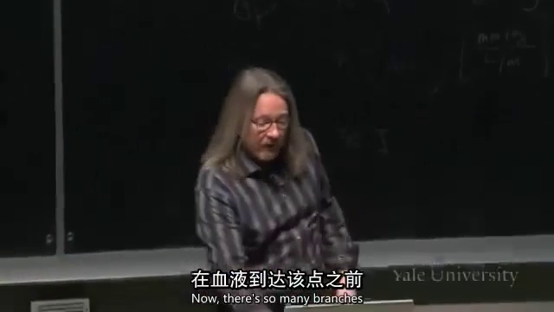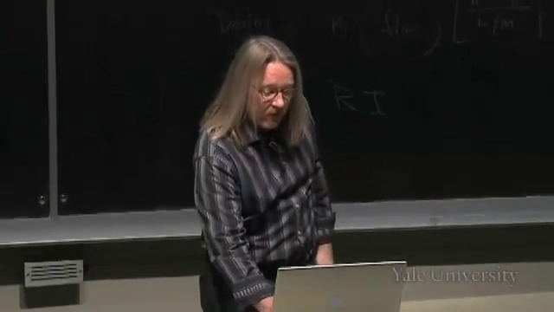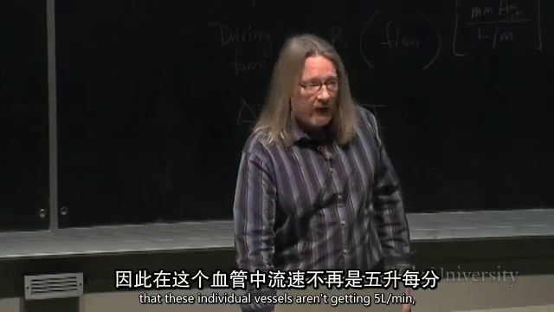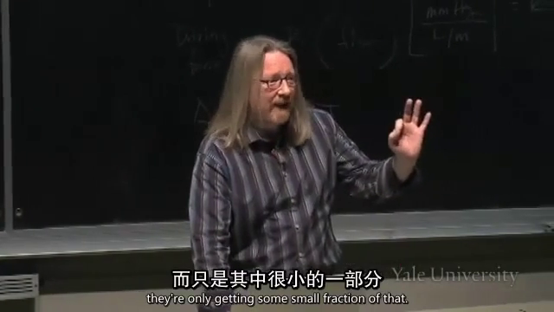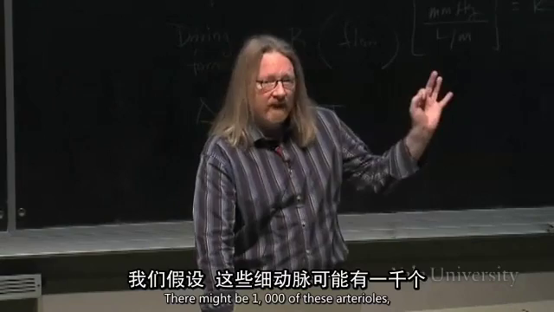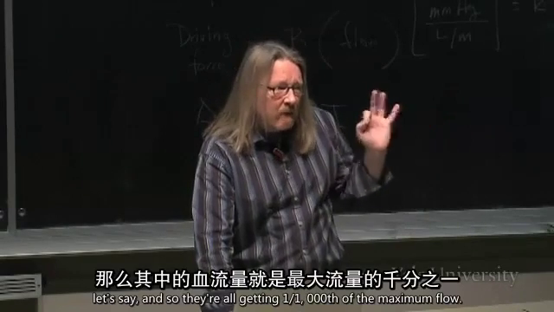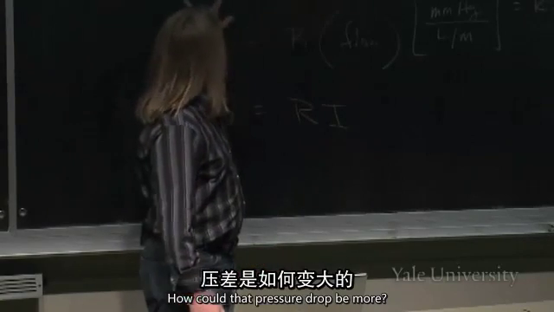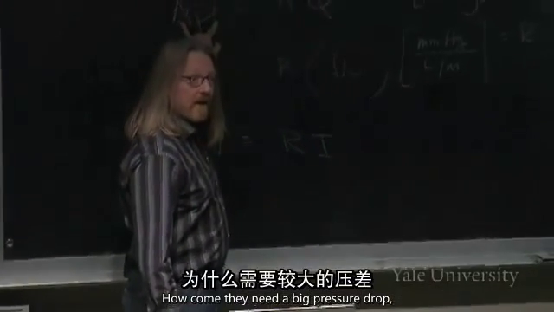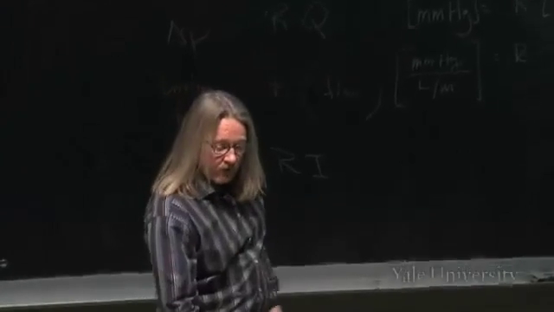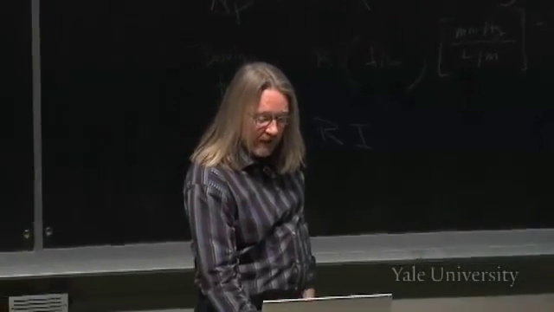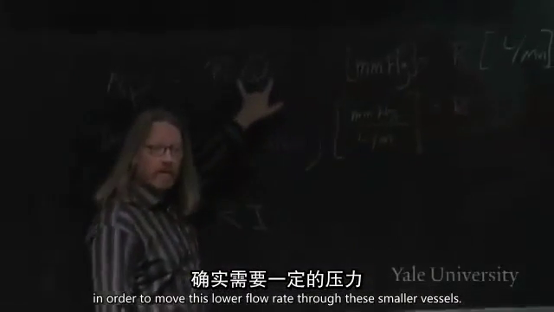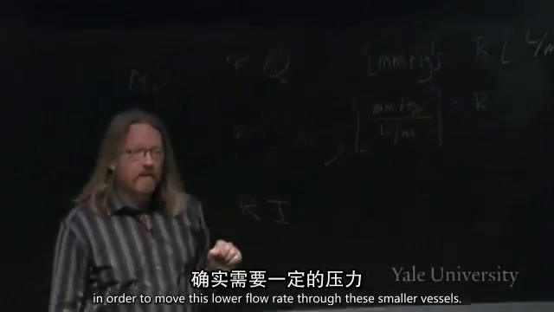Now, there are so many branches that occurred before this. There are so many branches that these individual vessels aren't getting 5 liters per minute, right? They're only getting some small fraction of that. There might be 1,000 of these arterioles, let's say. So they're all getting 1/1000th of the maximum flow. So how could that pressure drop be more? How come they need a big pressure drop, which is what's illustrated here? It takes a substantial drop in pressure in order to move this lower flow rate through these smaller vessels.